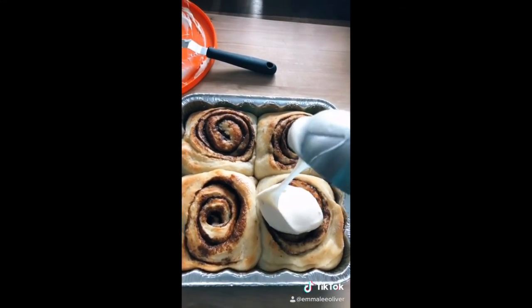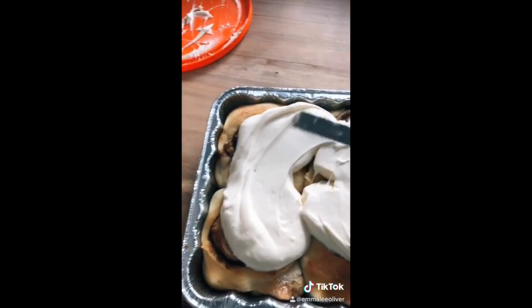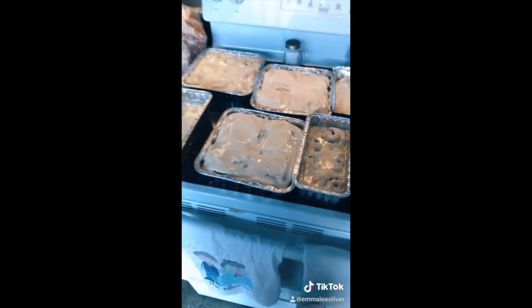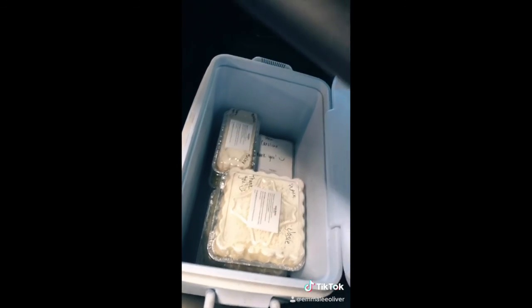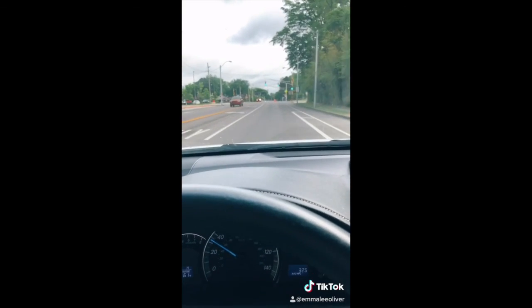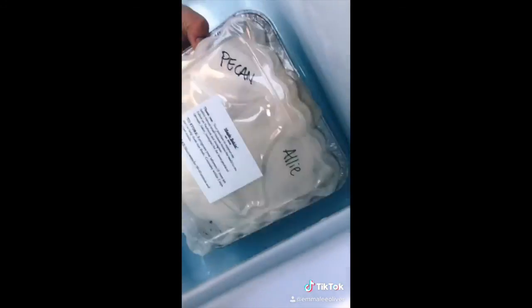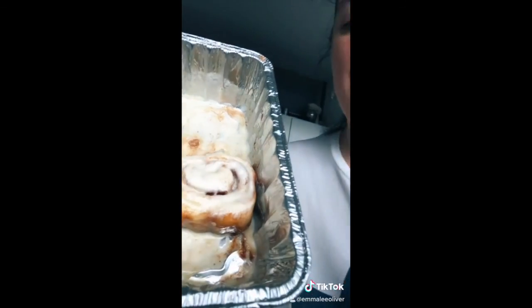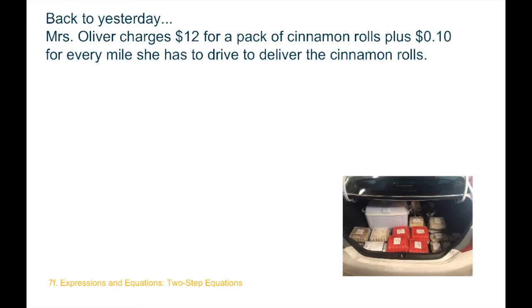I use an ice cream scoop to put the icing on and spread it out with a spatula. Now we have all of our iced cinnamon rolls. Then we load them up in the car and we're off to do deliveries. And here's our last delivery of the day to one happy customer. Once deliveries are done, I get to come home and enjoy.